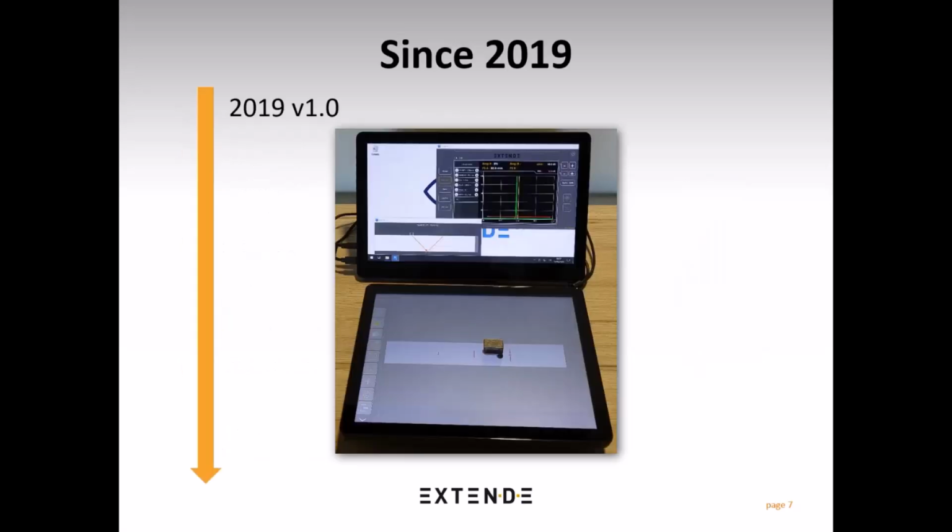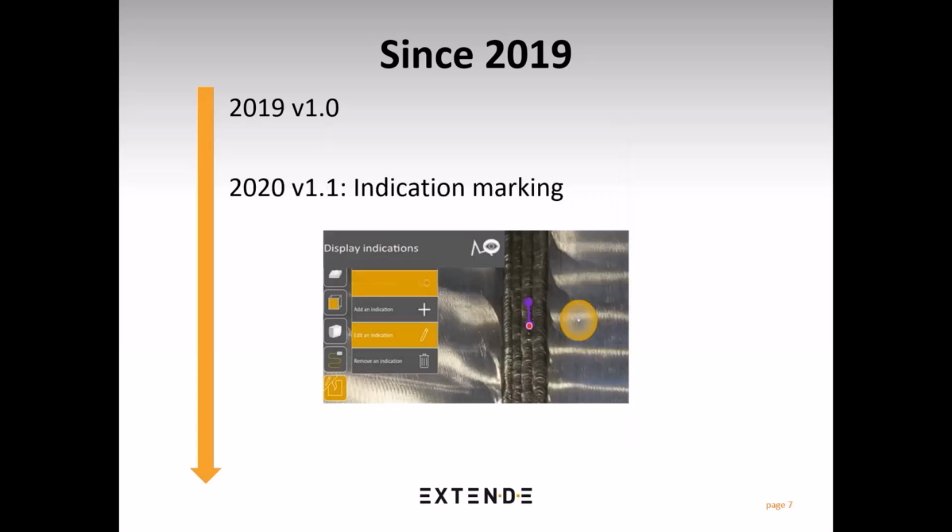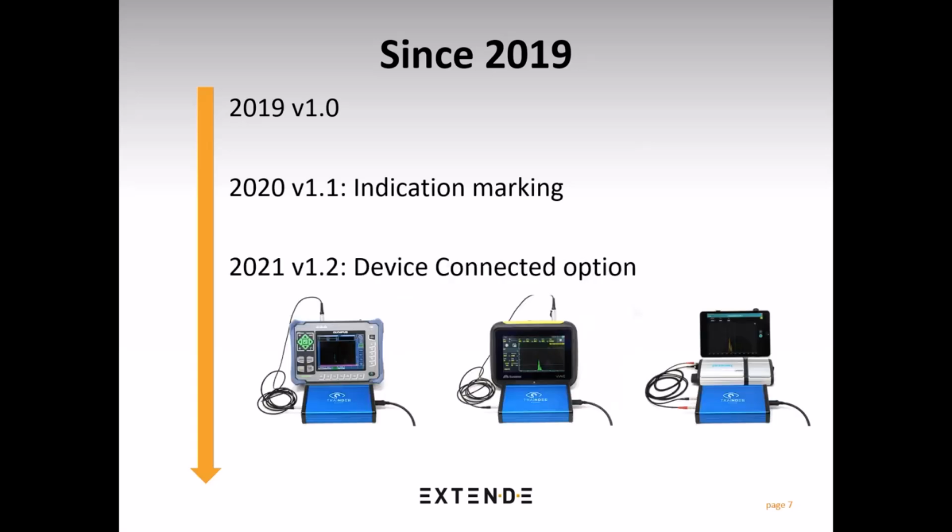The first version of TraiNDE UT has been launched in 2019. You can see what it looked like at the time. Since then, it has evolved with several updates. First of which, the indication marking. Next, version 1.2 added the device connected option.